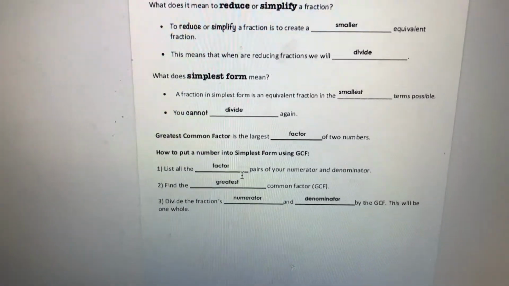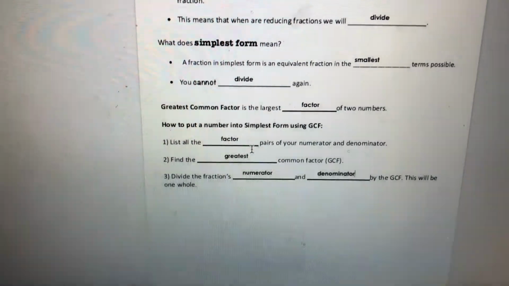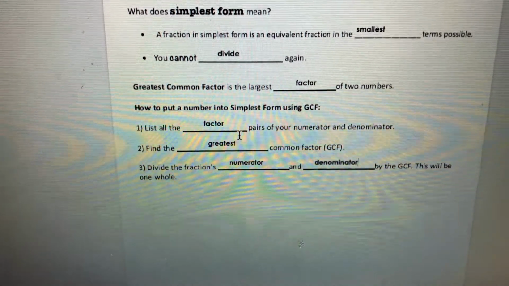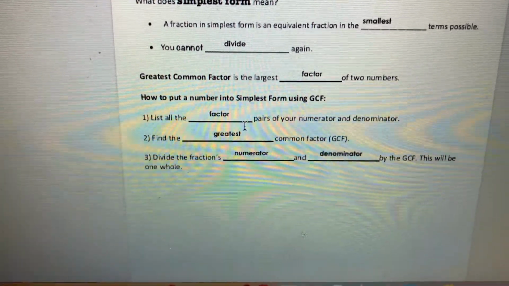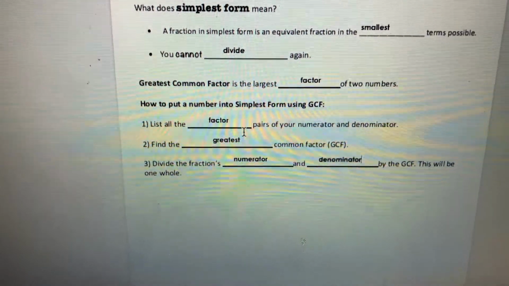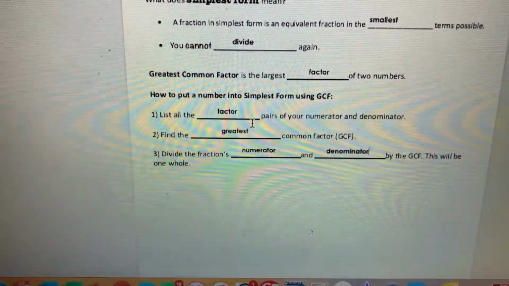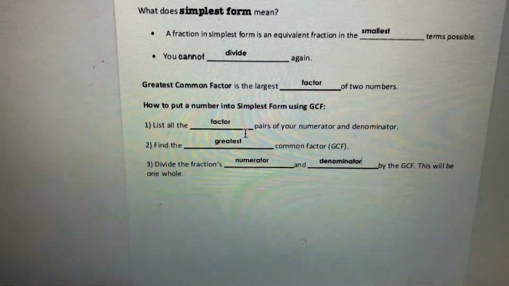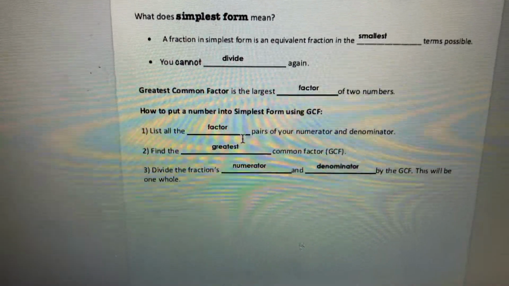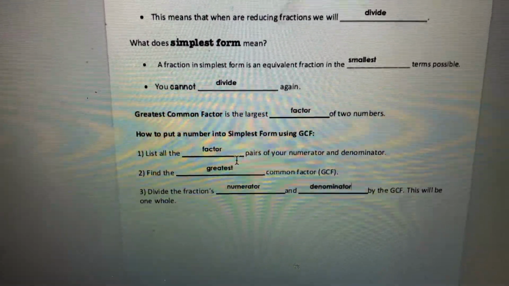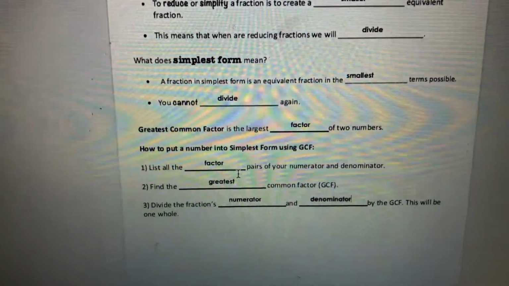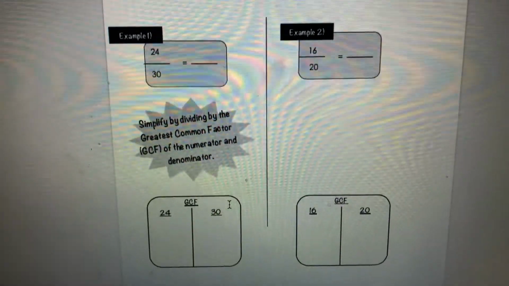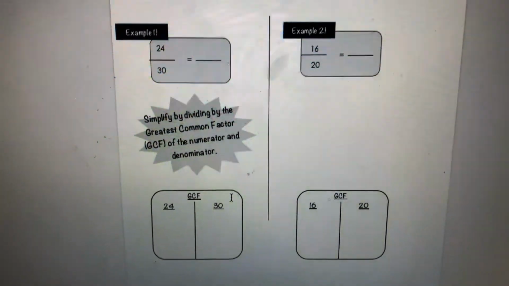The greatest common factor is the largest factor of 2 numbers. Here's how we put a number in the simplest form using the greatest common factor. First, we list all the factor pairs for our numerator and our denominator. Then we find the greatest common factor, or the largest number that's a factor of both our numerator and our denominator. Then we divide the fraction's numerator and denominator by that number, the GCF, and that will be 1 whole, and we'll have simplified our fraction then. When you find your factor pairs, you're going to see we've done all the work already. Our first example is 24 over 30.